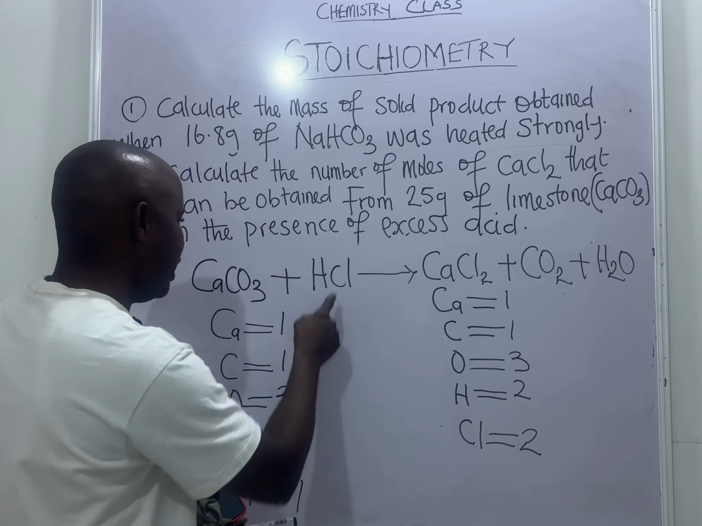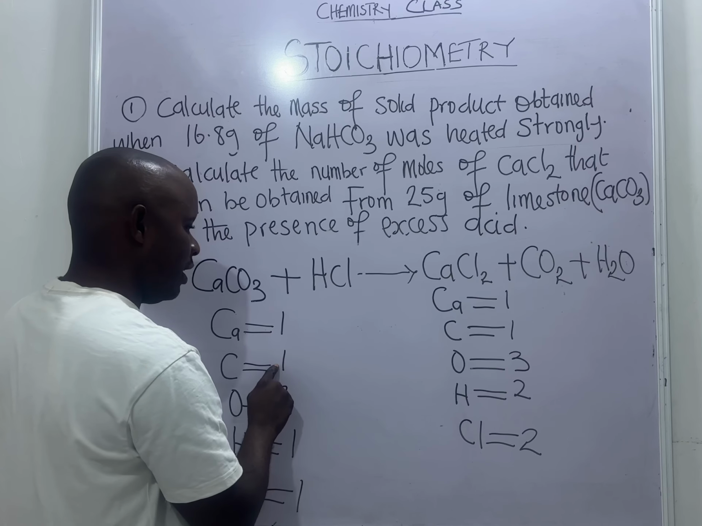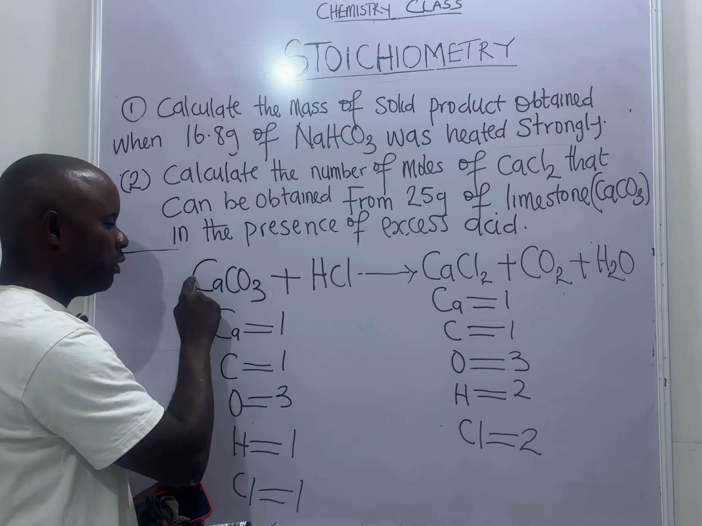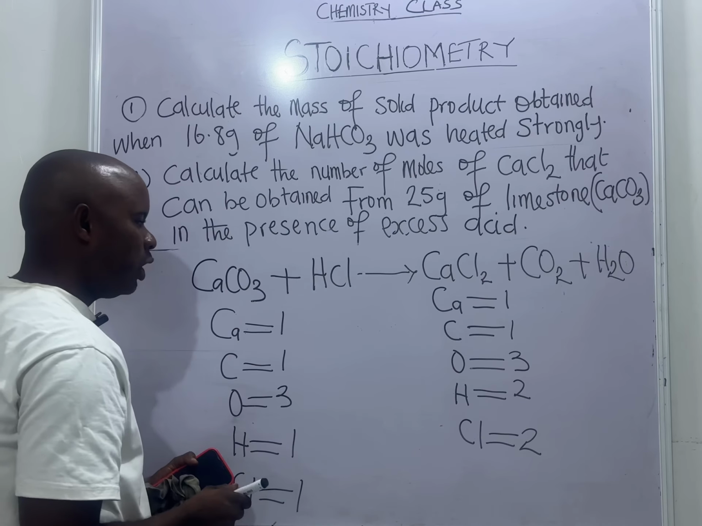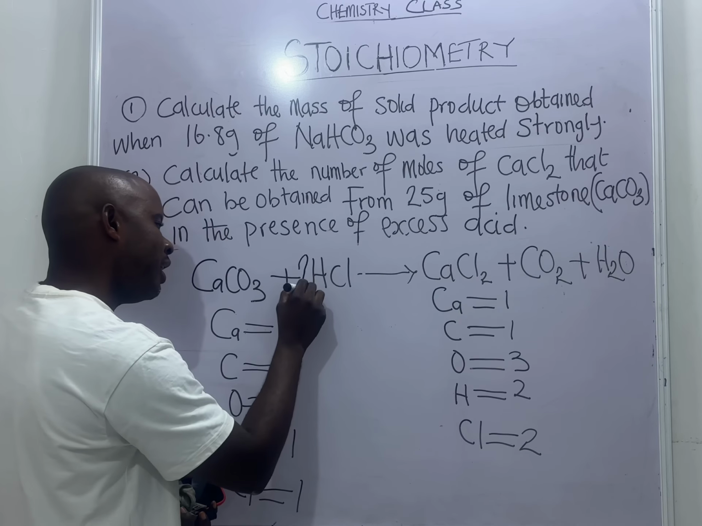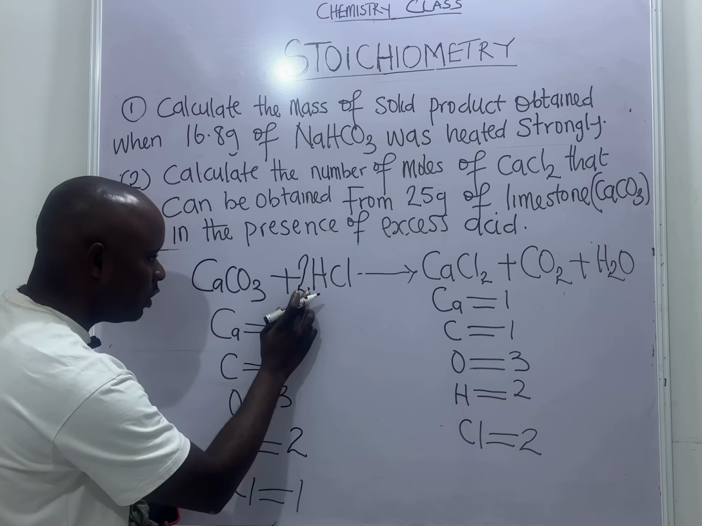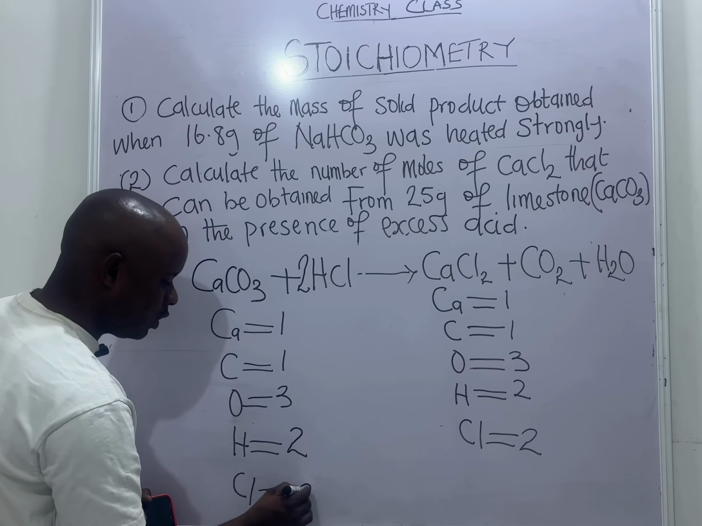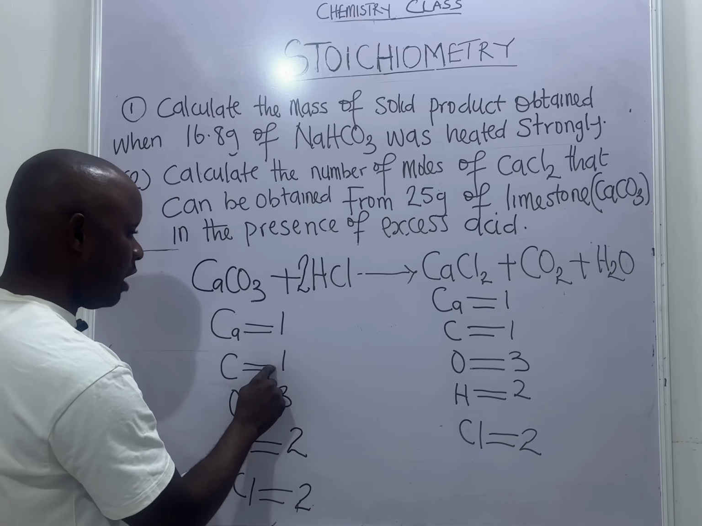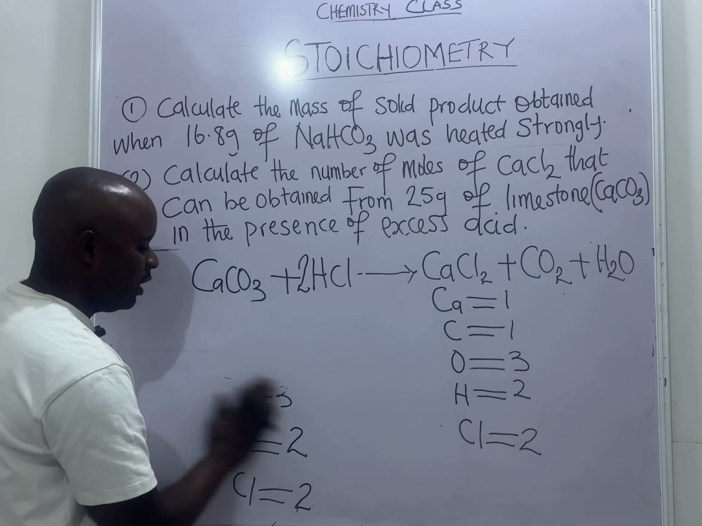So let's check this way. We have hydrogen and chlorine in this part. Since calcium and carbon are correct, and oxygen is correct as well, we will not touch this aspect because most of these elements are balanced. The only ones not balanced are hydrogen and chlorine. If I add 2 here, then 2 times hydrogen 1 will give me 2, and 2 times chlorine will give me 2. So if you check this equation, both sides are balanced. Calcium 1, carbon 1, both of them are balanced.